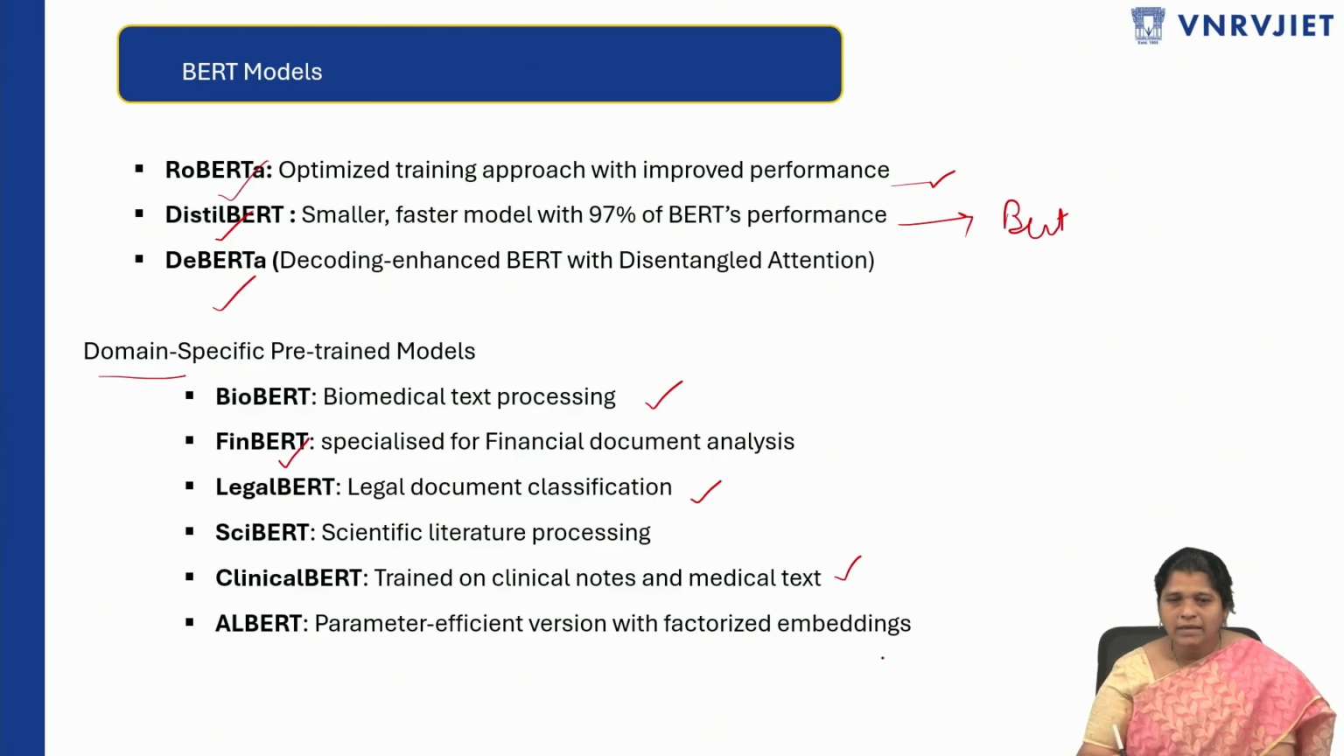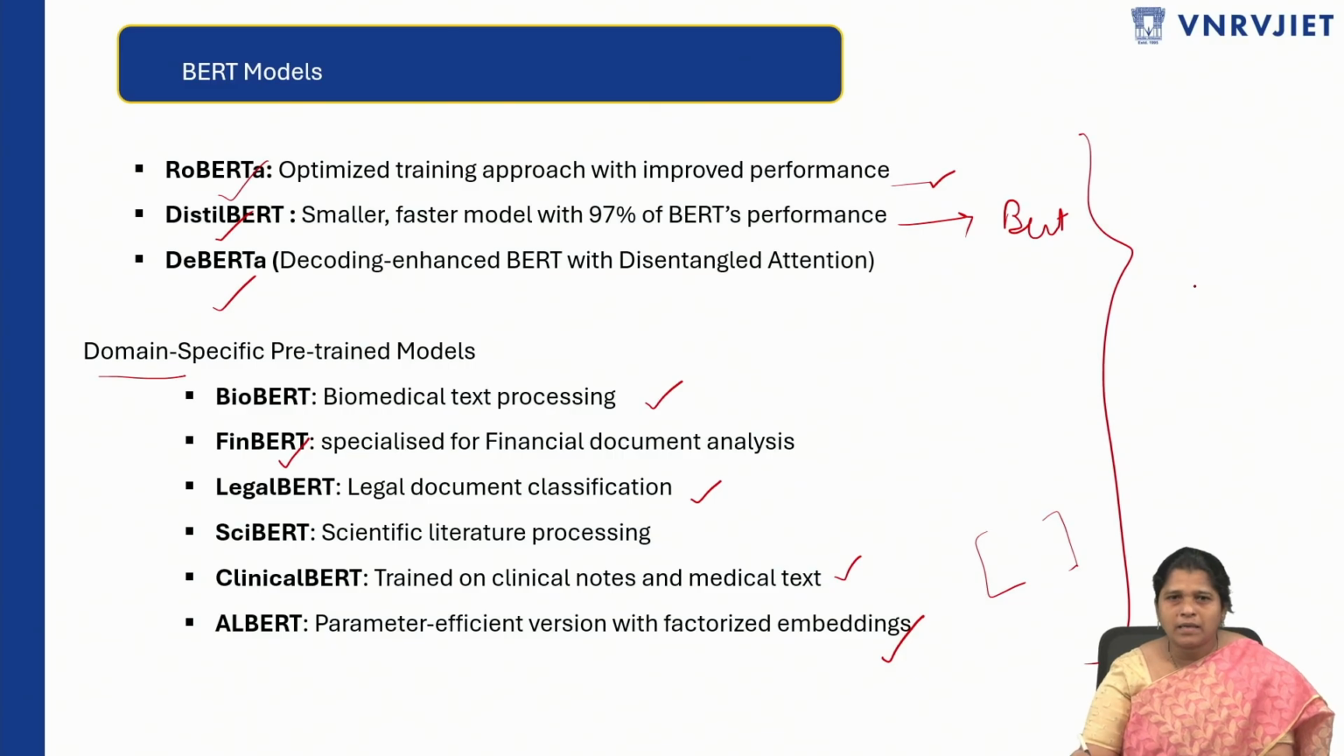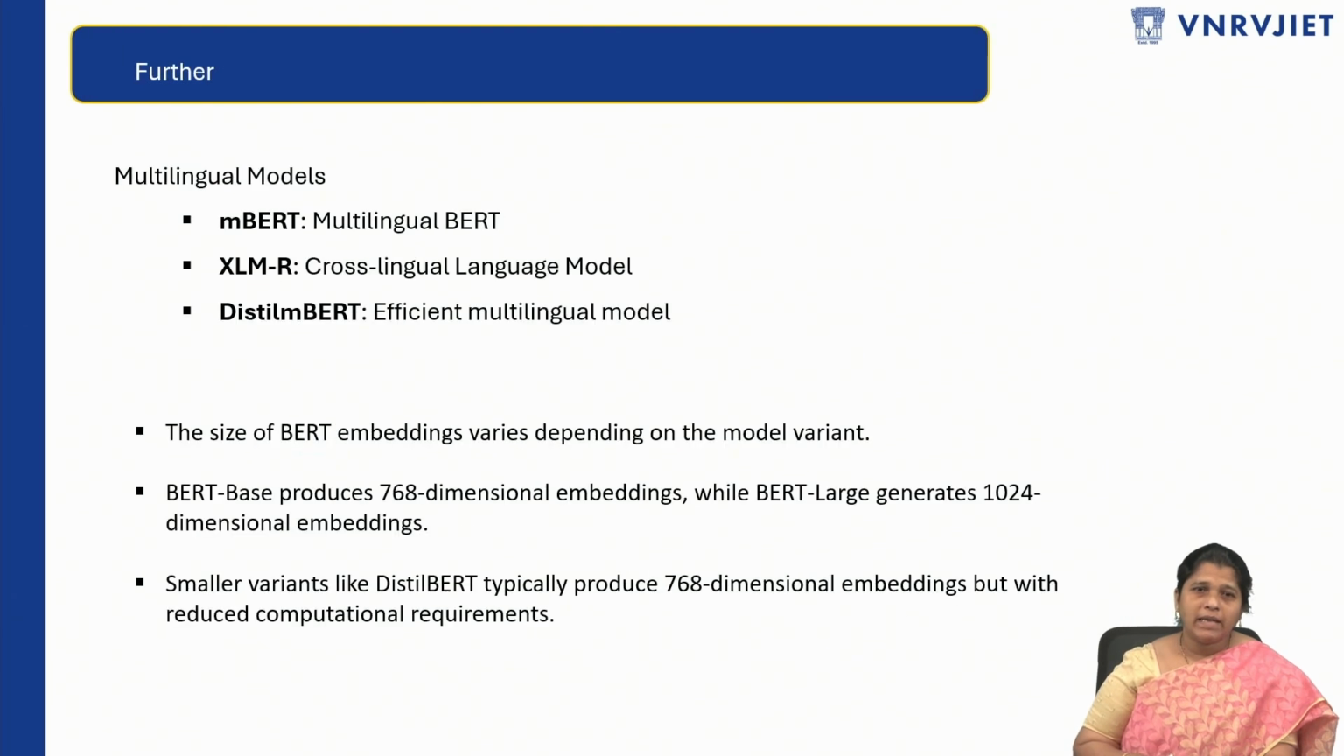For factorized embeddings with good parameter efficiency, we have ALBERT. These models we can use in our own customizable data applications based on our need or requirement. Next, for multilingual, the famous one is MBERT, the multilingual BERT model. To perform cross-lingual applications, we have XLM-R. We also have DistilMBERT.